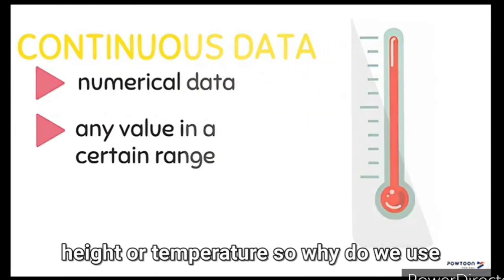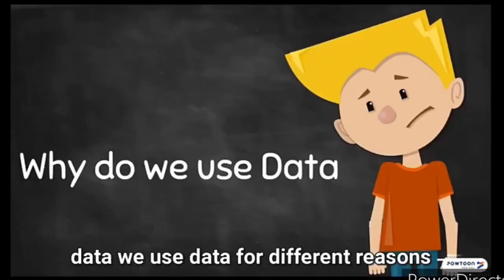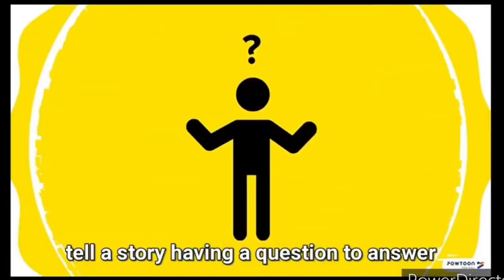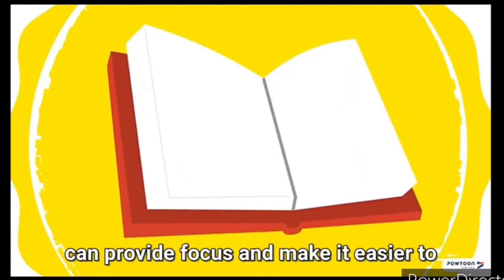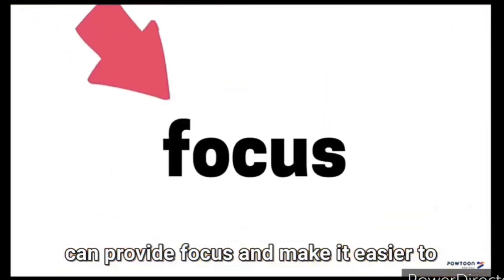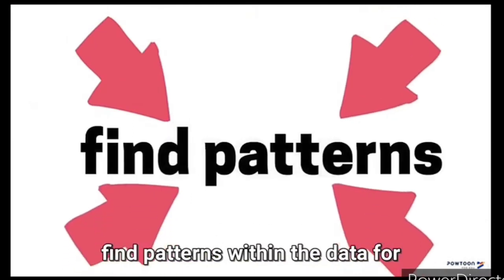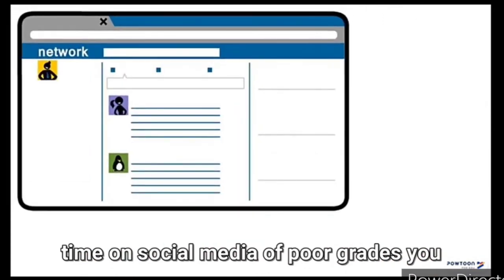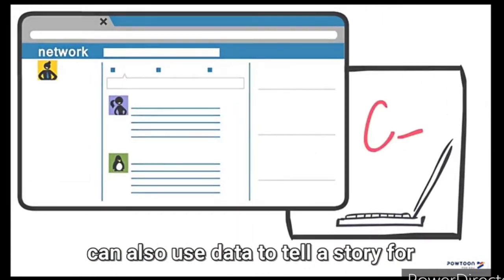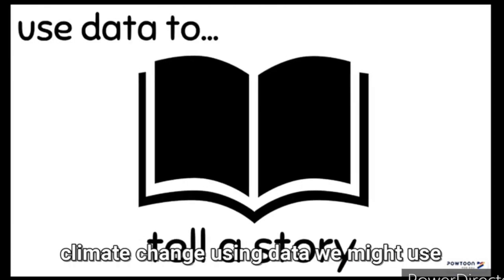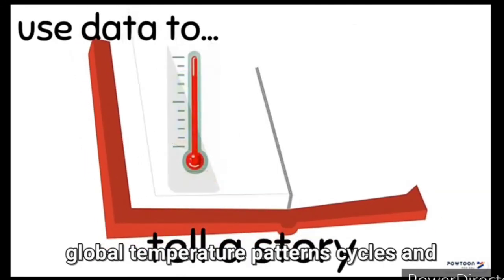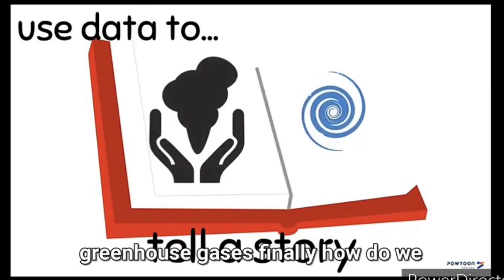So why do we use data? We use data for different reasons. Data can be used to answer a question or tell a story. Having a question can provide focus and make it easier to find patterns within the data. For example, a student that spends a lot of time on social media has poor grades. You can also use data to tell a story. For example, when telling the story of climate change using data, we might use global temperature, pattern cycles, and greenhouse gases.